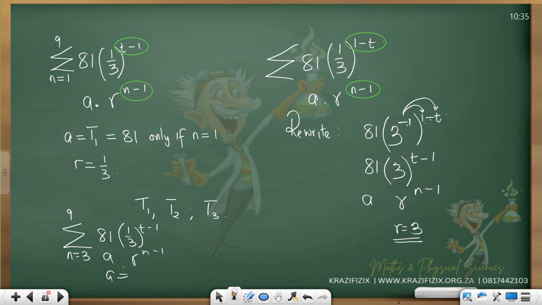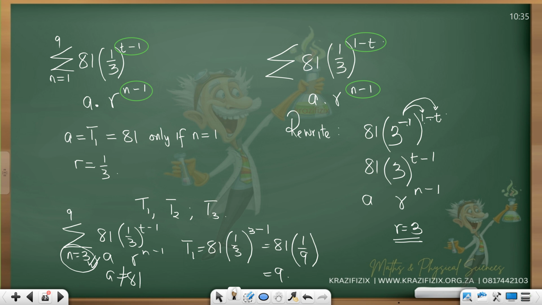In this case, A is not equal to 81. Your first term, why? Look, n is 3. Don't write A is 81, because no. My T1 would actually be 81 times 1 over 3 to the power of 3 minus 1. I am starting from position 3. 81 times 1 over 3 squared, 1 over 9. Check. My first term is 9. Please, I don't know if I'm communicating something that makes sense.